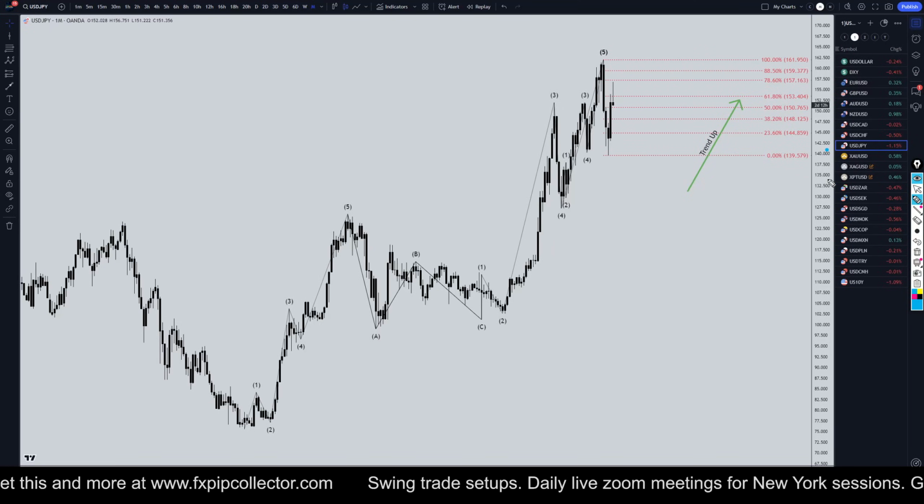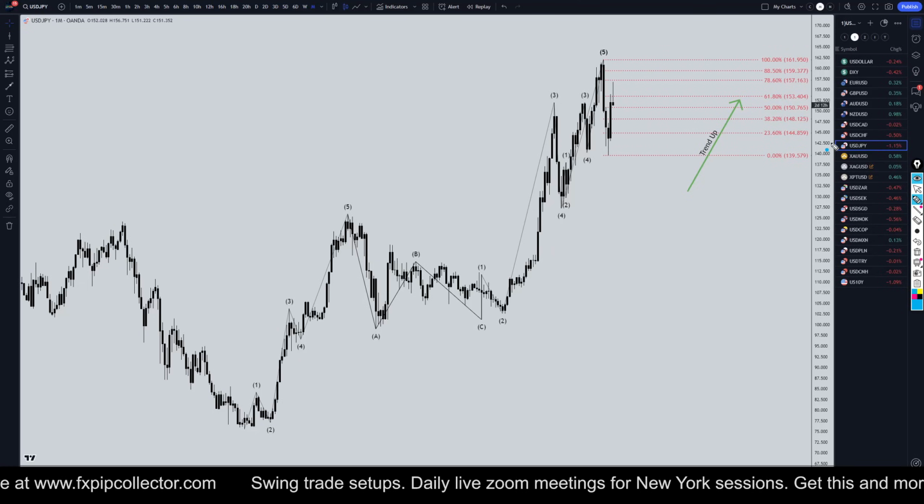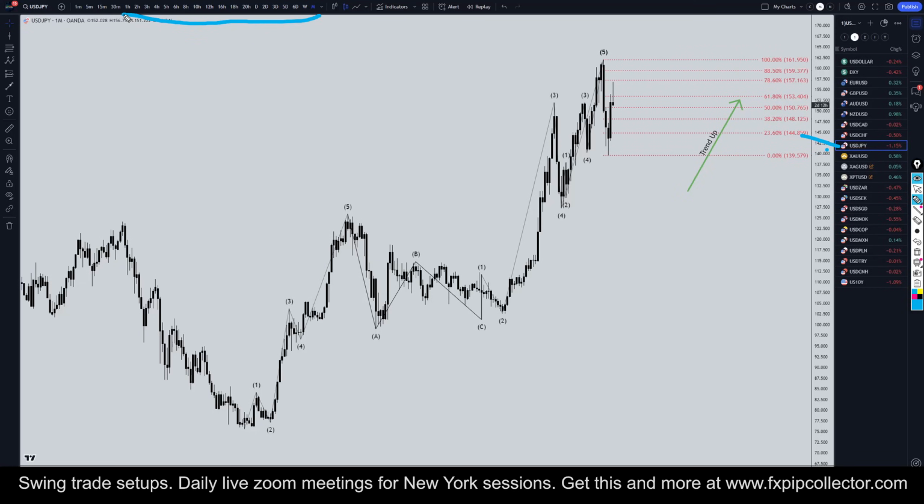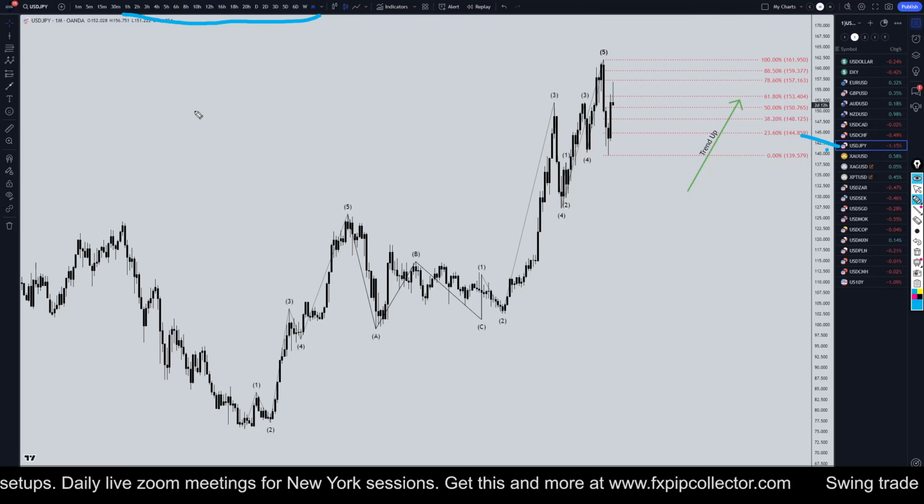Today is Wednesday, November 27th, and I'm going to be analyzing the US dollar yen, starting on the monthly, working my way all the way down to the 1 hour time frame for the full top-down analysis.